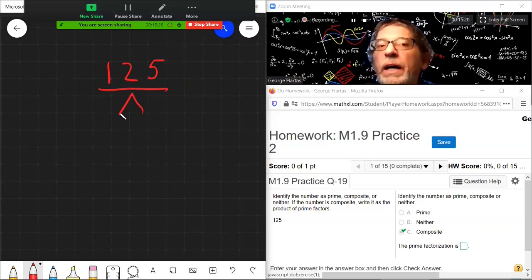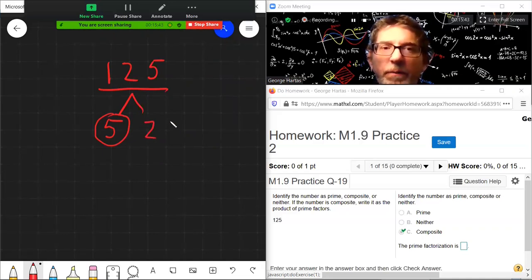So this number ends in 5, so guess what? I know 5 goes into it for sure. It's divisible by 5. 125 is divisible by 5 because it ends in 5. So I know that 5 times something is 125. I also know that 5 is a prime number. I'm going to circle it. Now, the work we did earlier, we know that 5 times 25 is 125. So now we got to ask ourselves, is this a prime number or a composite number? And the fact that this ends in 5 tells us that, again, 5 goes into it. In fact, 5 times 5 is 25, right?